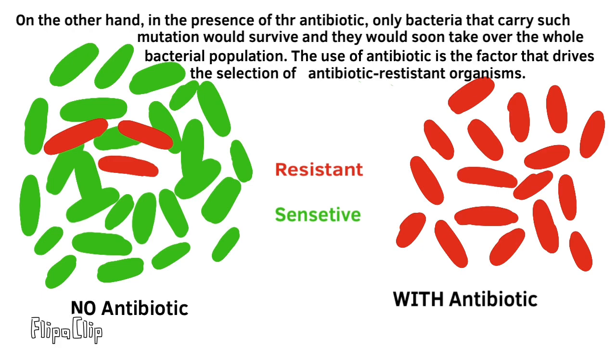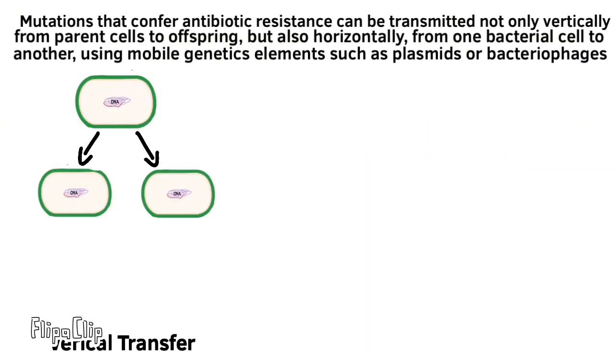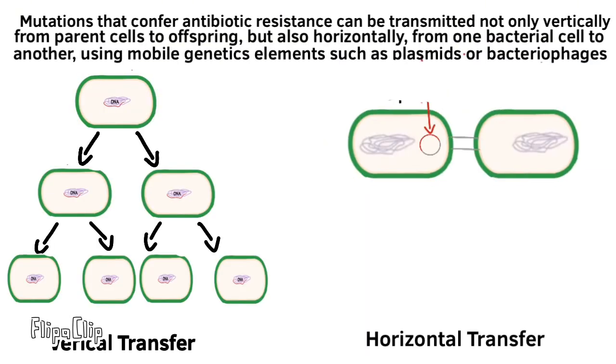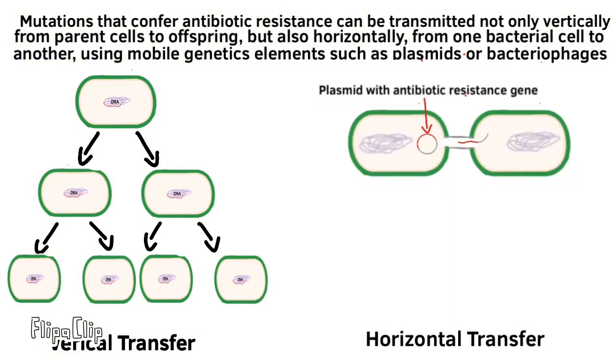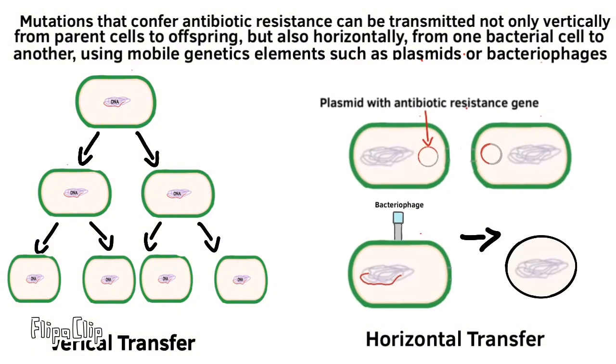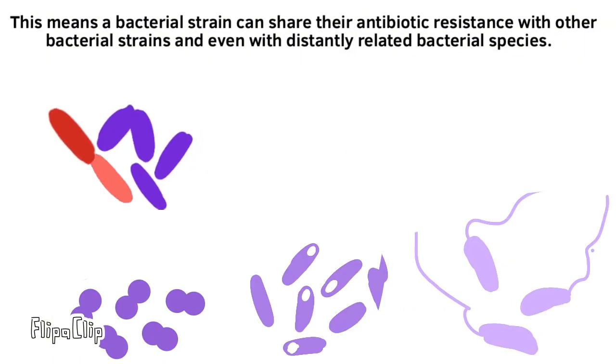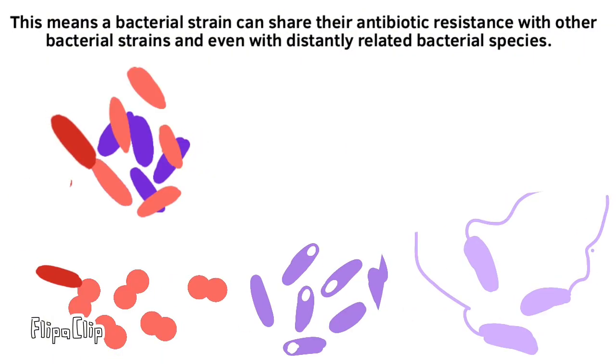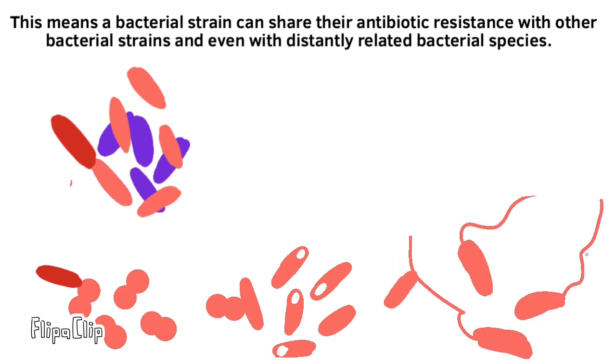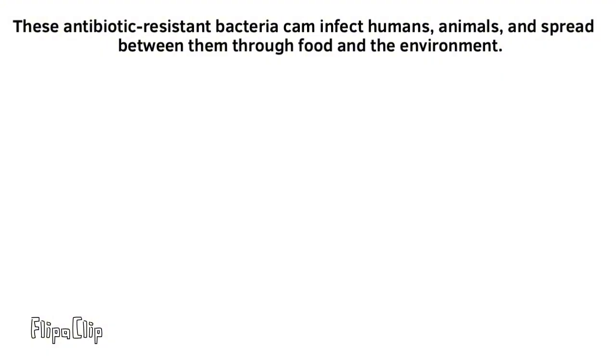How antibiotic resistance spreads. Mutations that confer antibiotic resistance can be transmitted not only vertically from parent cells to offspring, but also horizontally, from one bacterial cell to another using mobile genetic elements such as plasmids or bacteriophages. This means a bacterial strain can share its antibiotic resistance with other bacterial strains and even with distantly related bacterial species. These antibiotic-resistant bacteria can infect humans and animals, and spread between them through food and the environment.